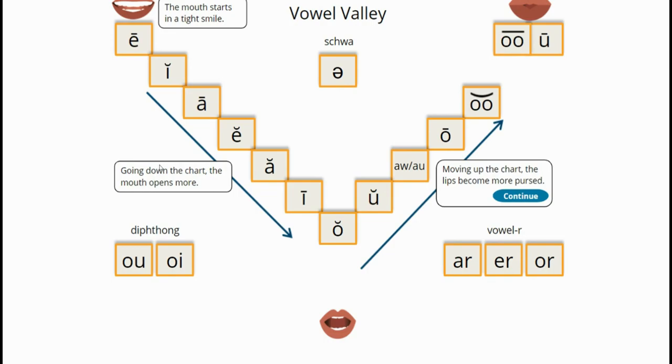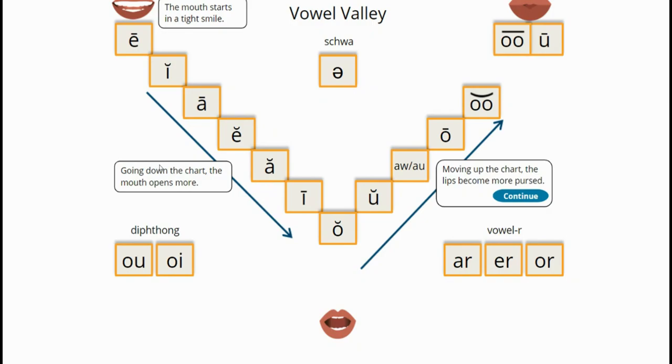So when you look at the top left, those vowel sounds require your mouth to start in a tight smile, and then as you go down the chart, your mouth opens up more. So as you move up the chart, your lips become more tightened. So the first vowel on the top left is an E with a line at the top. That is called a macron, and it lets you know to produce the long E vowel. And long vowel sounds just say their name.